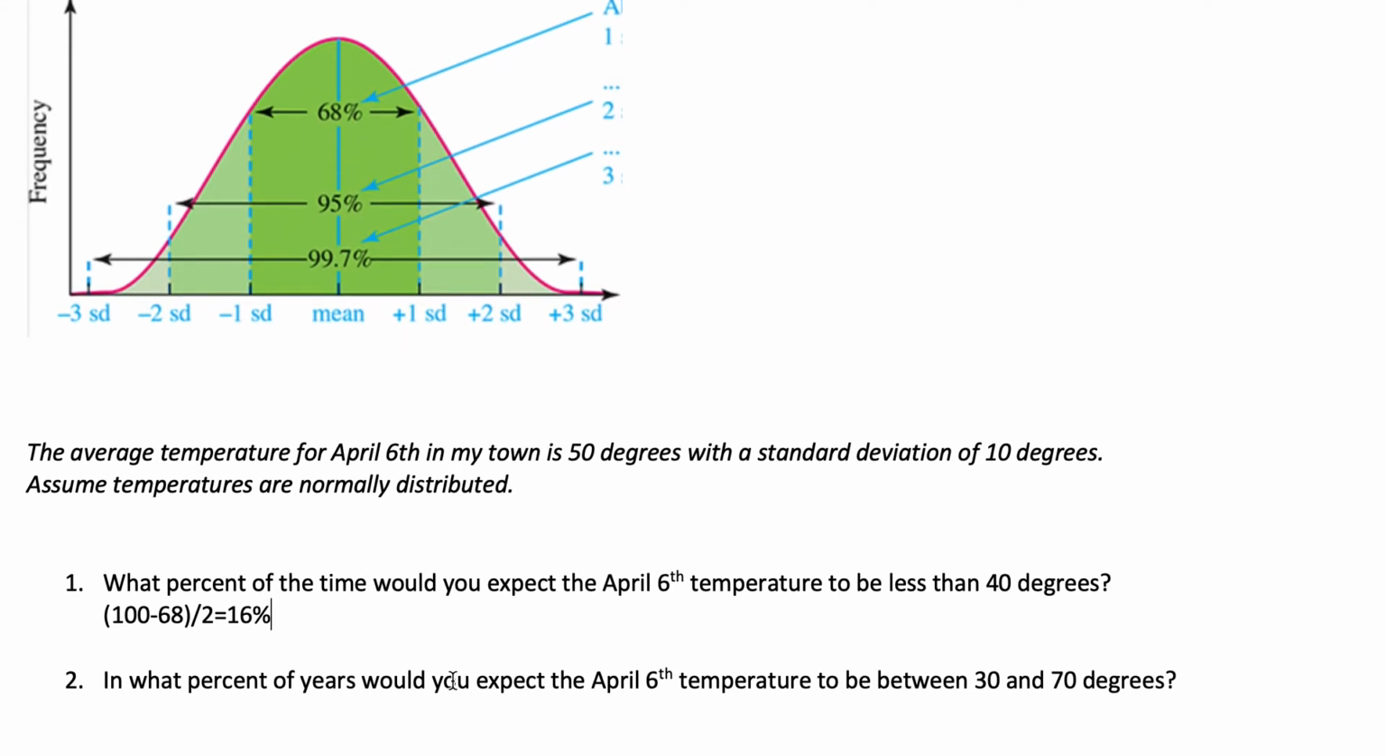All right, the next question here is, in what percent of years would you expect April 6th temperature to be between 30 degrees and 70 degrees? So if the average is 50, then 30 is 2 standard deviations below the mean, and 70 is 2 standard deviations above. So looking at the graph here, the answer is directly available from the graph. 95% of the time, or in 95% of years, we would expect the temperature for April 6th to be between 30 and 70 degrees.